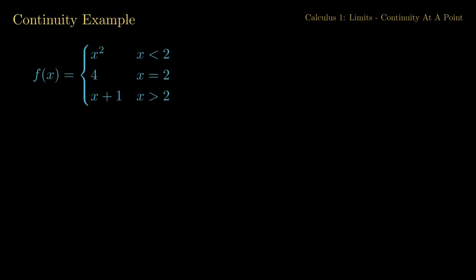Now, let's move to our first problem. We have the function f of x equals x squared if x is less than 2, 4 if x equals 2, and x plus 1 if x is greater than 2. Is f of x continuous at x equals 2?